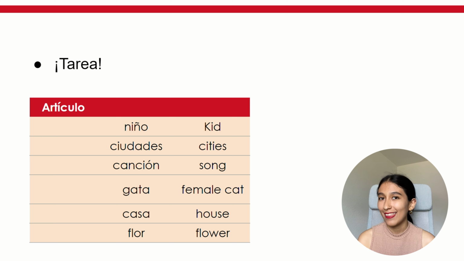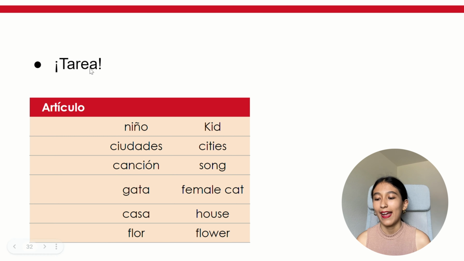Es hora de la tarea. It is time for the homework. And here I have some words, and I want you to help me write the correct article with each noun. Okay, so here we have niño. So here you can write the article in the comments, like the article and the niño. Then we have ciudades, canción, gata, casa, and flor. Tell me which article goes with each word. Let me know in the comments.